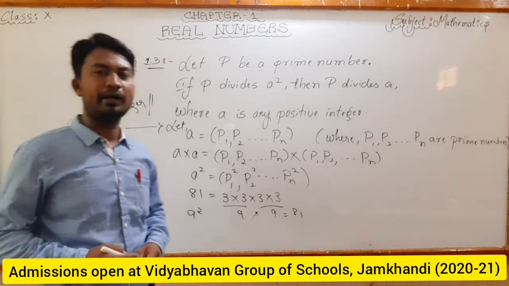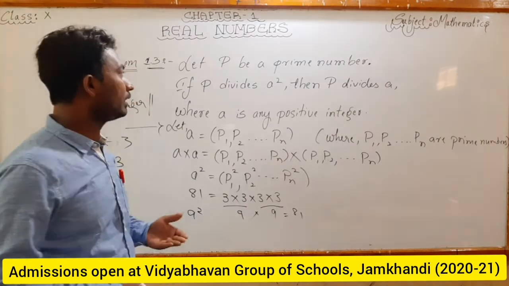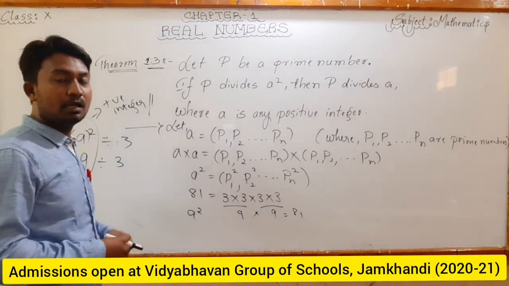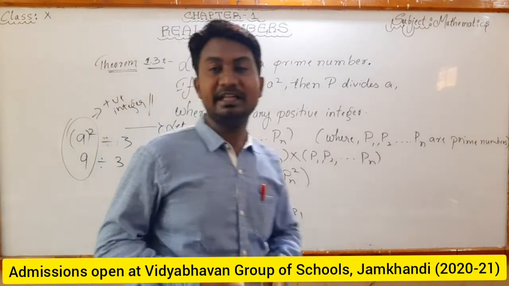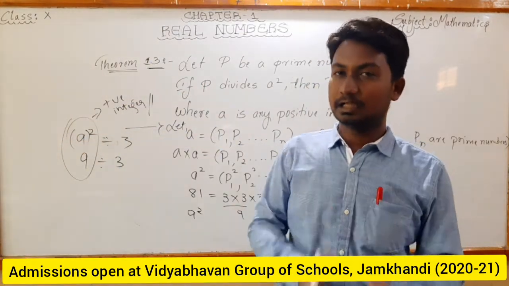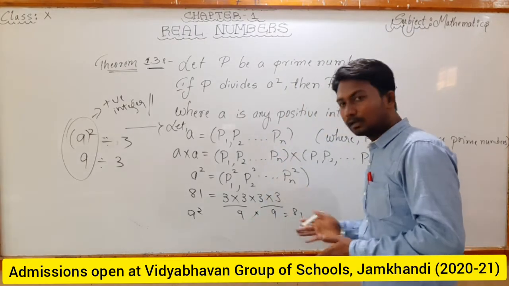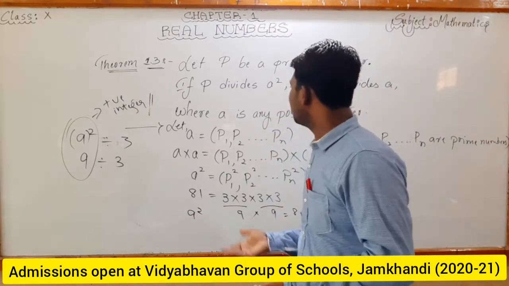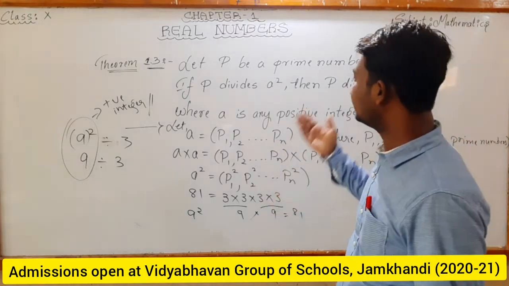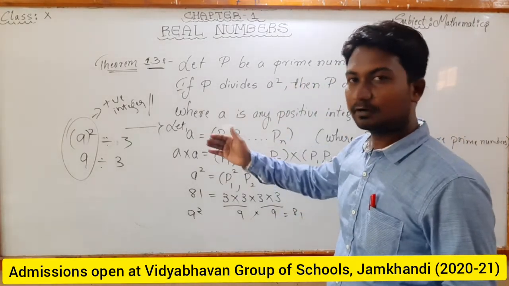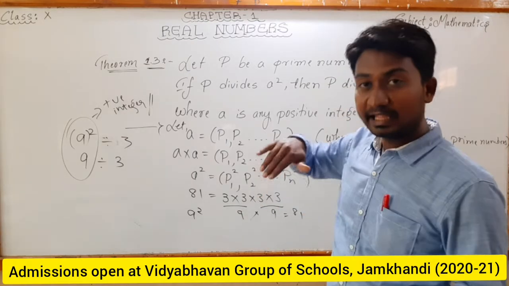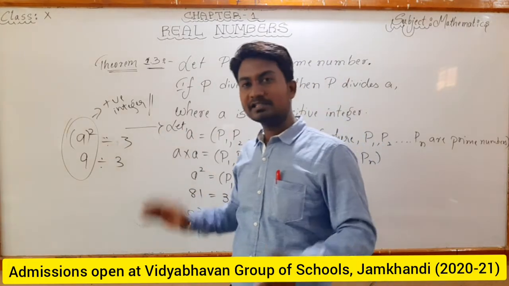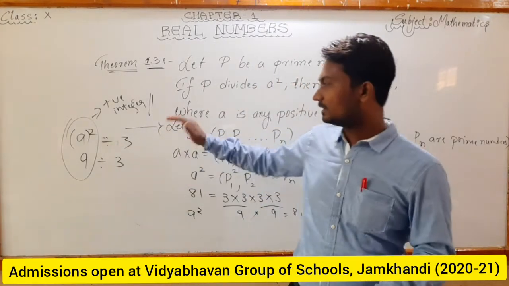This is about theorem 1.3. Let us move towards theorem 1.4. On the basis of theorem 1.3, we will prove that root 2 is irrational. This theorem says that for any positive integer a, if p divides a square, then p also divides a. That means 9 square is divided by 3, so 9 will obviously also be divided by 3.